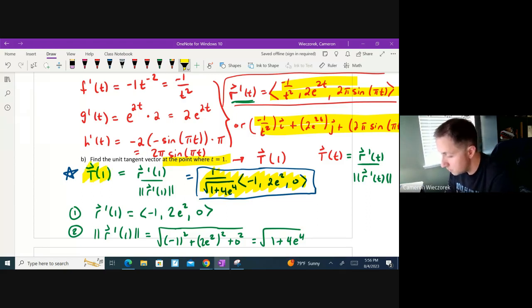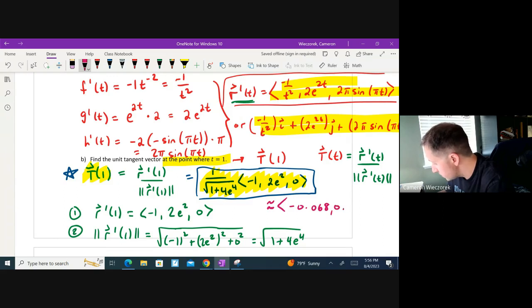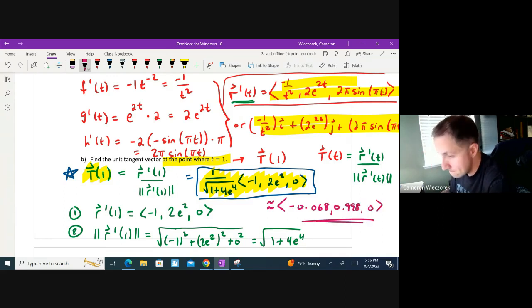So that produces capital T of 1. If you're interested in the decimal version of this, I'm more of a fan of the exact answers on a quiz or test. I'd probably expect you to do this in exact form, but the decimal versions end up being about negative 0.068, 0.998, 0.